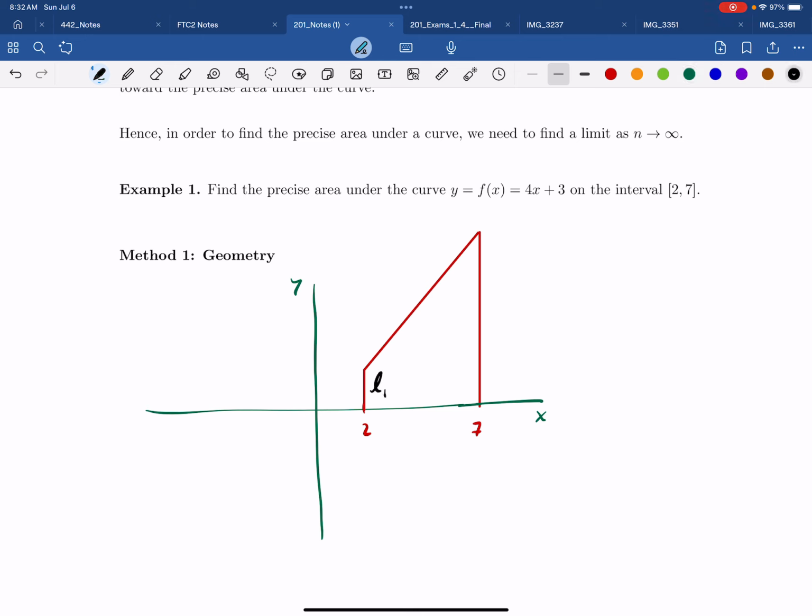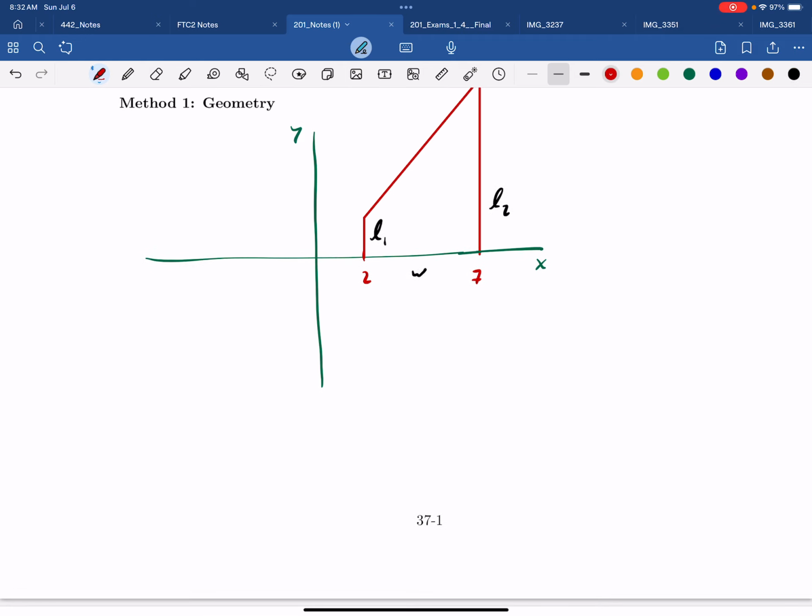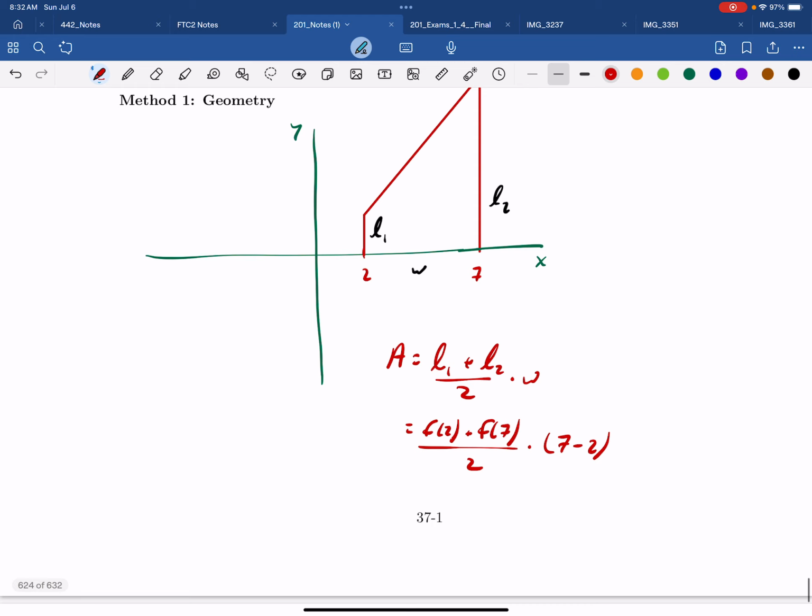The area is length 1 plus length 2 divided by 2 times our width. So it turns out the area is going to equal L1 plus L2 all over 2 times the width, which equals, what is L1? What is L2? Well, L1 is f of 2. L2 is f of 7. Divided by 2. And then times our width. What's our width? That's just 7 minus 2.